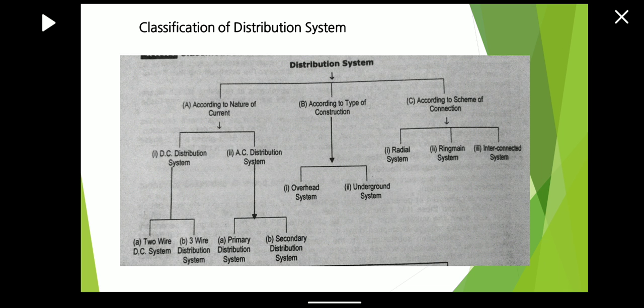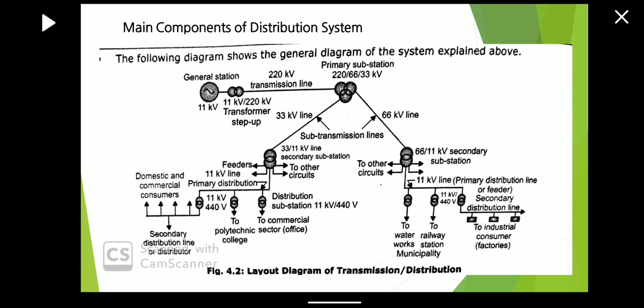Then according to the type of construction, it is classified into 2 categories: overhead system and underground system. The third one, according to the scheme of connection, is classified into 3 categories: radial system, ring main system, and interconnected system. So this is the classification of the distribution system.